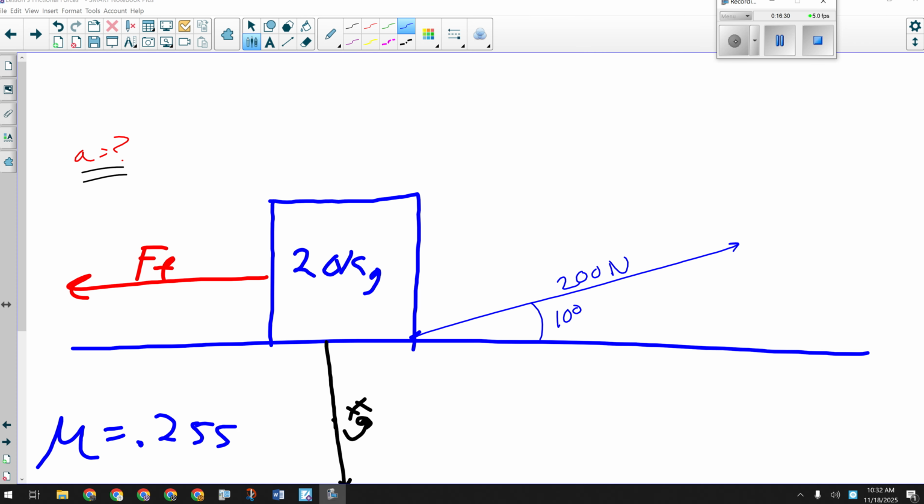So we've got a 20 kilogram block. It's being pulled by a slightly angled upward force of 200 newtons. Okay, so if I'm pulling this slightly upwards, that means I'm pulling forwards and up. Okay, so let's calculate some of the forces that are in this right now.